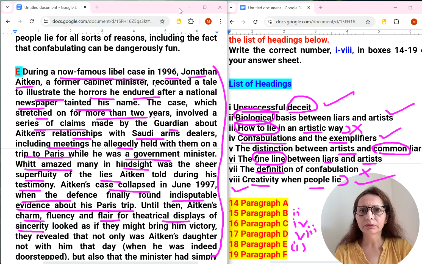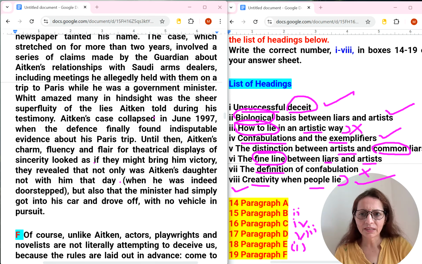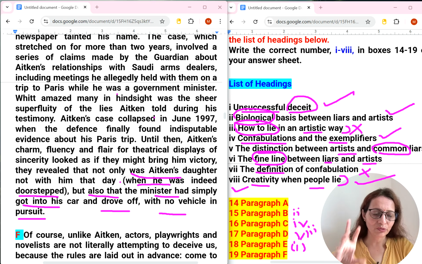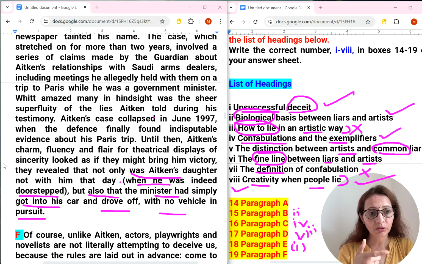Now next paragraph, and you can read the last line also. When he was indeed doorstepped, but also that the minister had simply got into his car and drove off with no vehicle in pursuit. So, throughout the case, they were telling about this minister, how he was involved with an arms dealer and all, and then how he escaped from the inquiry by using his theatrical, no, it is not theoretical, it is theater kind of activities, and he saved himself.